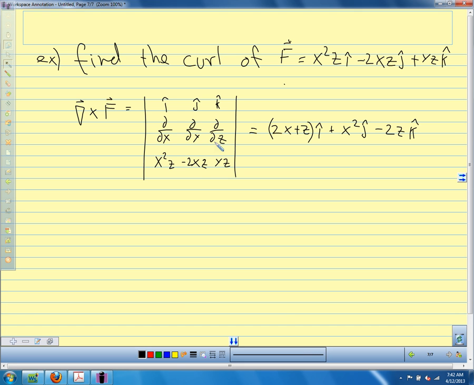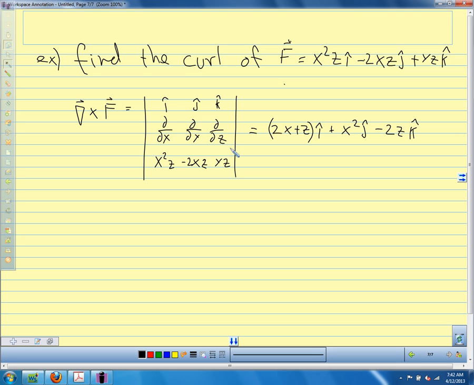Did I make a sign error? With respect to x and y, x squared z. So that's where the x squared comes from. And it's good to go back and double check, because that's in that process, that's where people make mistakes finding the curl.